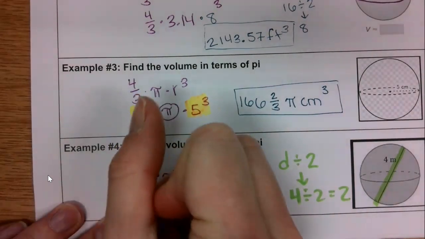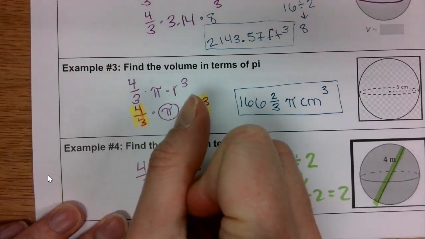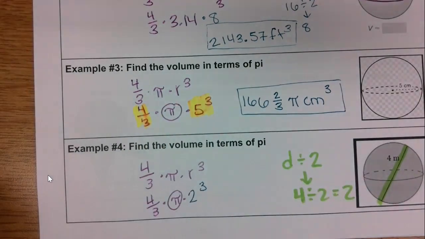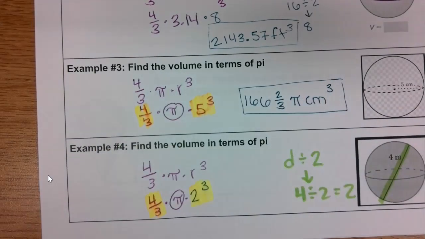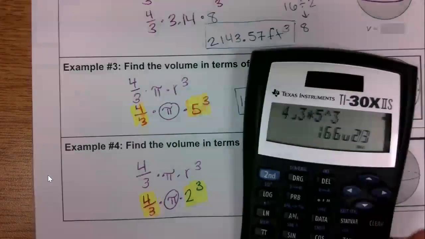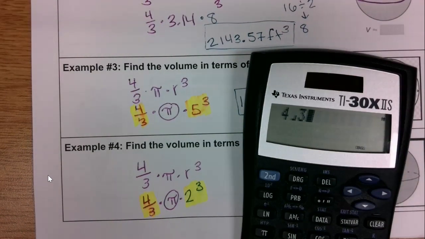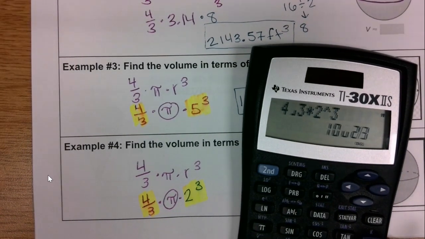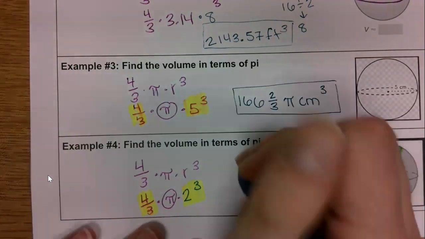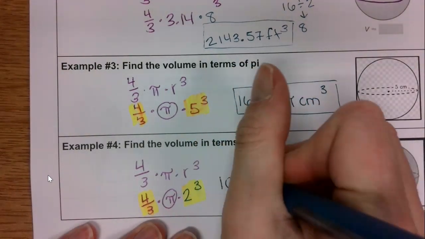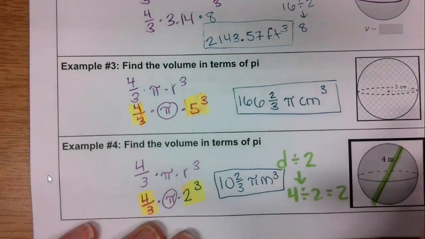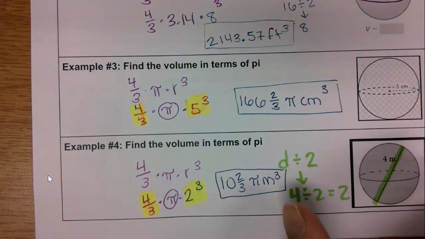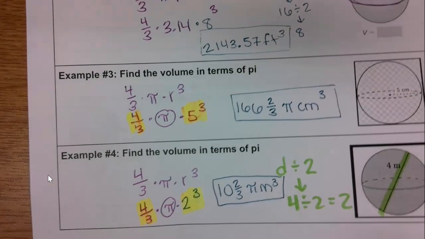My 4/3 is still a thing. And then again, we're going to keep that pi out. We are multiplying everything except for the pi. So I have 4/3 times 2 to the third power. You should have gotten 10 and 2/3 pi. And then this is going to be meters cubed because, again, it is still volume. So hopefully you got those as your answers. Again, if you had done pi, you would have gotten a little over 3 times those answers.